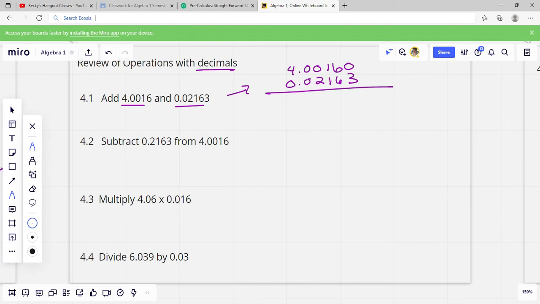Okay, so you want to make sure that you have the same number of spaces. And then I'm just going to add those. 0 plus 3 is 3. 6 and 6 is 12. Carry the 1. 1 and 1 is 2, 3. 2, 0, my decimal point, and my 4. Easy peasy. So all you got to do, main thing is make sure you're lining those decimals up.